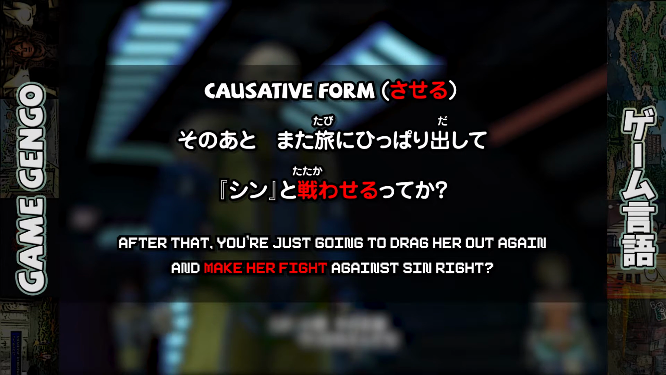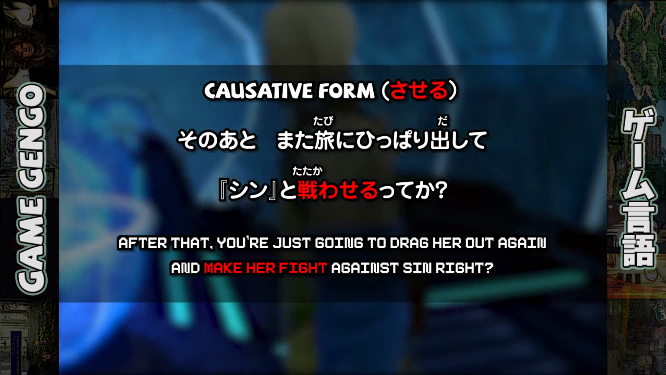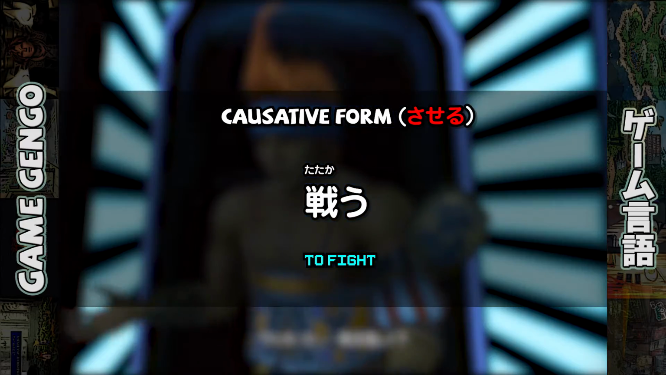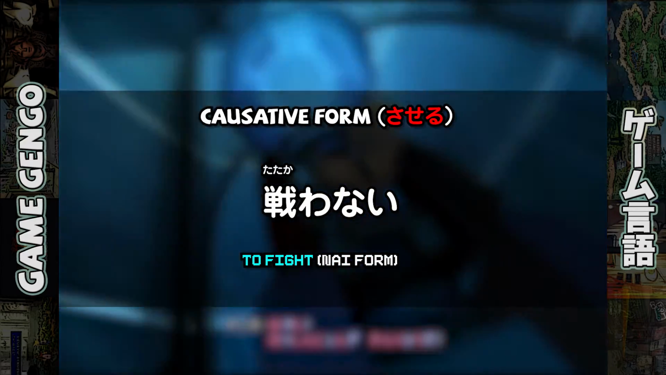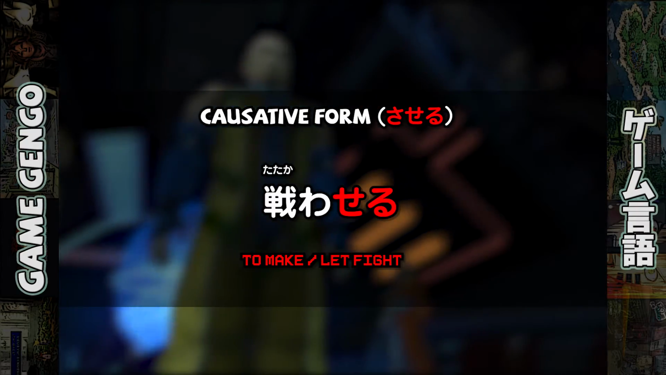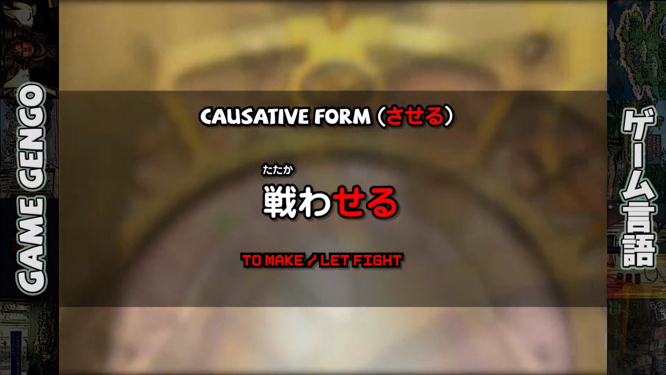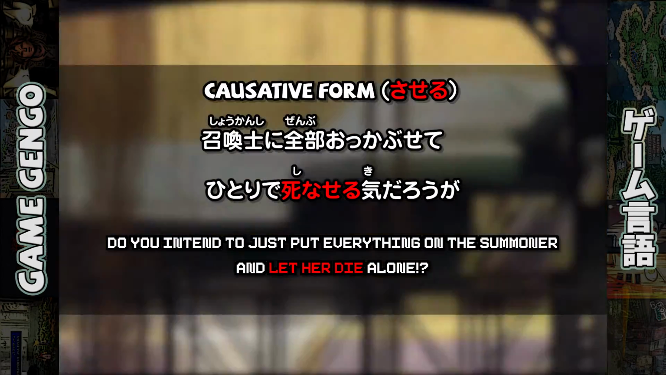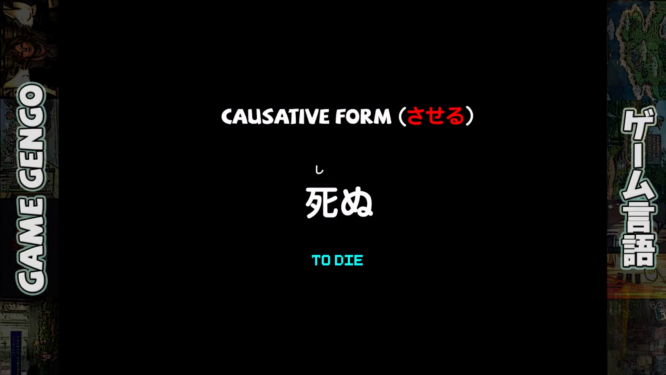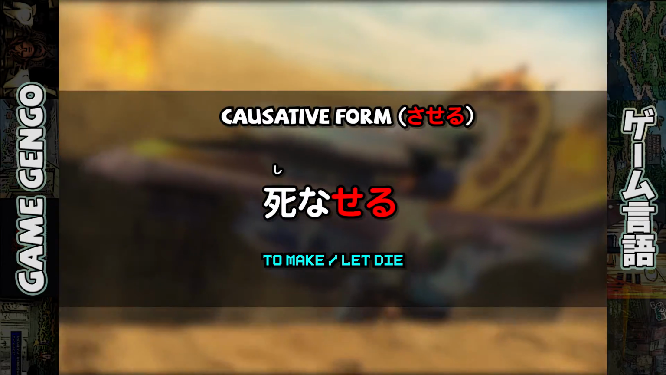And so here we can see two uses of the causative form, the saseru. So the first of the two examples we have in this dialogue is tatakau, to fight. This is an u verb, and so you need to turn it into the nai form first, tatakawanai, and then you replace the nai with seru, tatakawaseru, to make someone fight. And then the last form we have here is shinu. So shinu again is an u form verb. It's shinu. So shinaseru, to make someone die, or to let someone die.